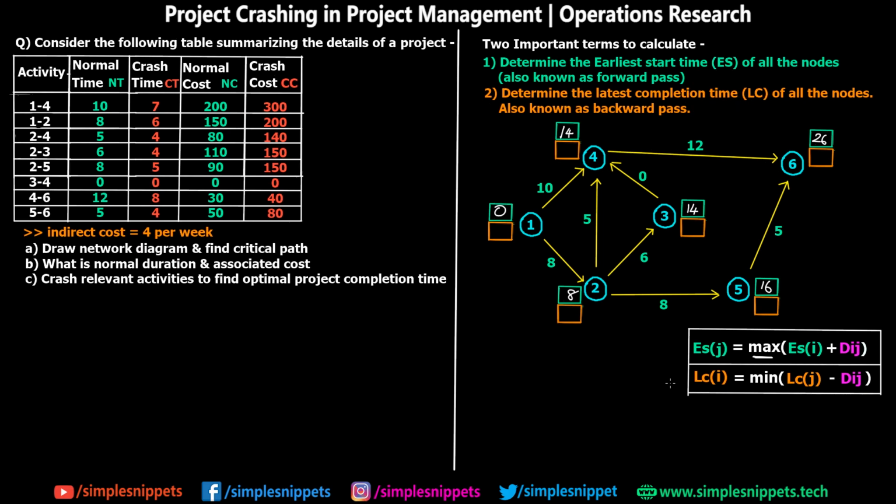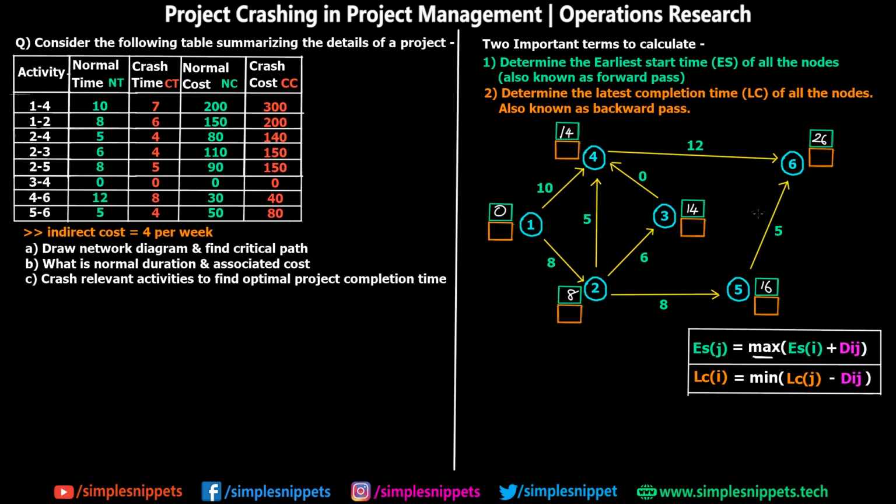Now let's calculate LC values. For LC values, we have to go in the reverse direction, starting from right to left. That is, starting from the higher node, the last node, till the first node. The same concept applies, just the formula is different. When you have multiple activities starting from the previous node, then you have to take the minimum out of the two. You'll see that in a minute.